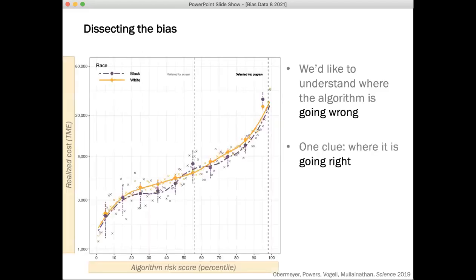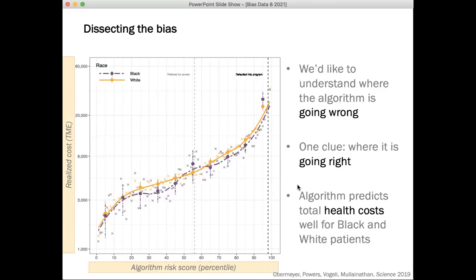So where does that go wrong? We want to understand the mechanism, how the bias got into this algorithm. And one really important clue is where that algorithm went right. So I'm showing you now a very similar graph where algorithm score is on the y-axis, Black and white patients are here. But now instead of showing you someone's health over that next year, I'm showing you their cost. How much did they cost the healthcare system?